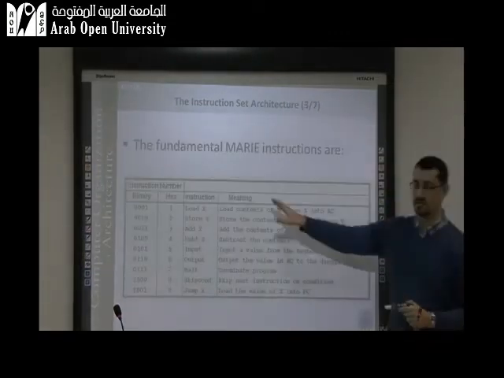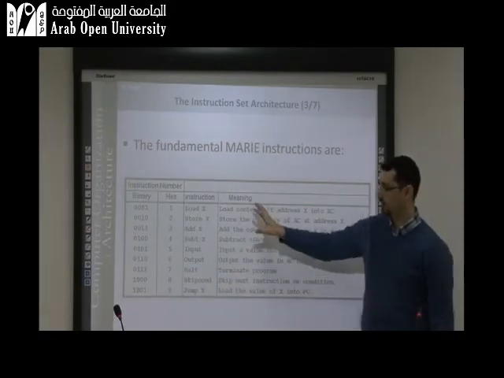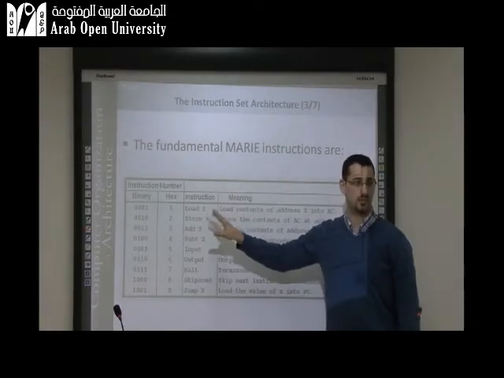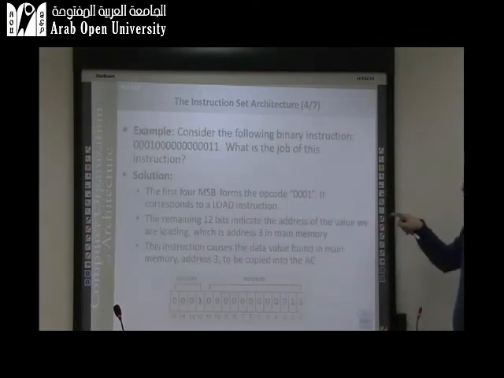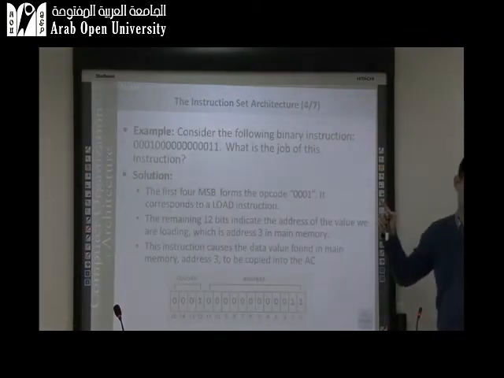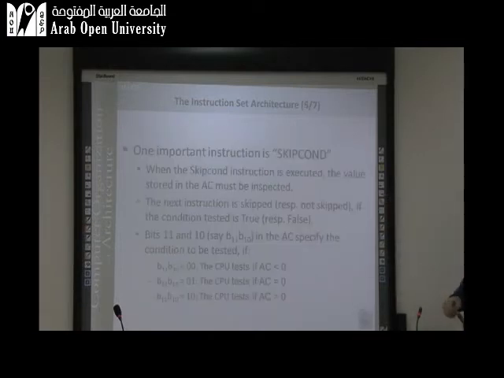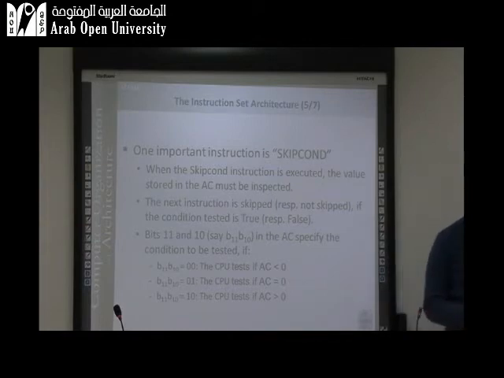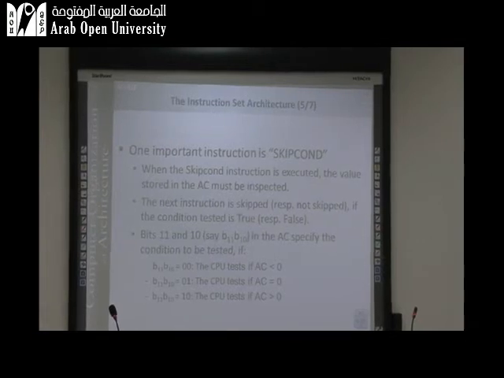You don't need to memorize this table. If you are asked to decode a machine instruction, they will give you this table. The idea is to understand and not to memorize. Now skip count. As I mentioned previously, skip count is used to make an if instruction. An if instruction, if I use a compiler, will be replaced by a skip count, surely if we are using MARIE instructions.